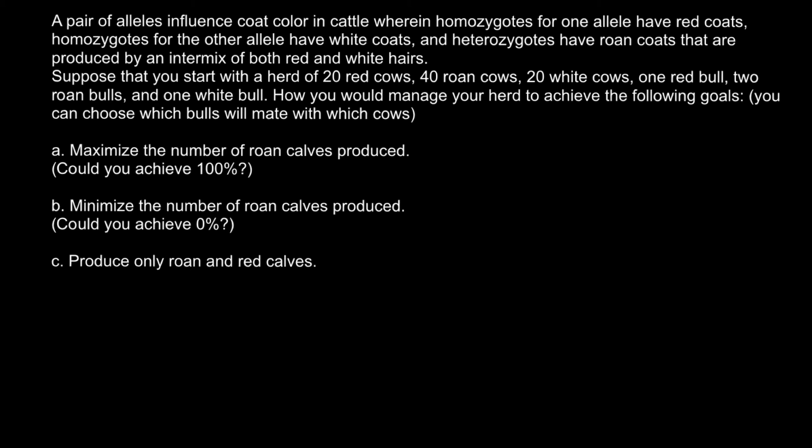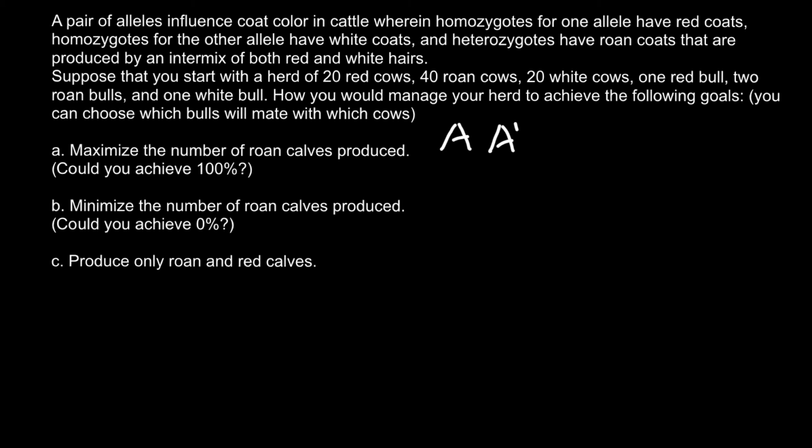You can choose which bulls will mate with which cows. A. Maximize the number of roan cows produced. In order to answer this question, we have to understand how these three colors are produced. We are told that there are two alleles, so let one allele be allele A, and another allele would be A prime.